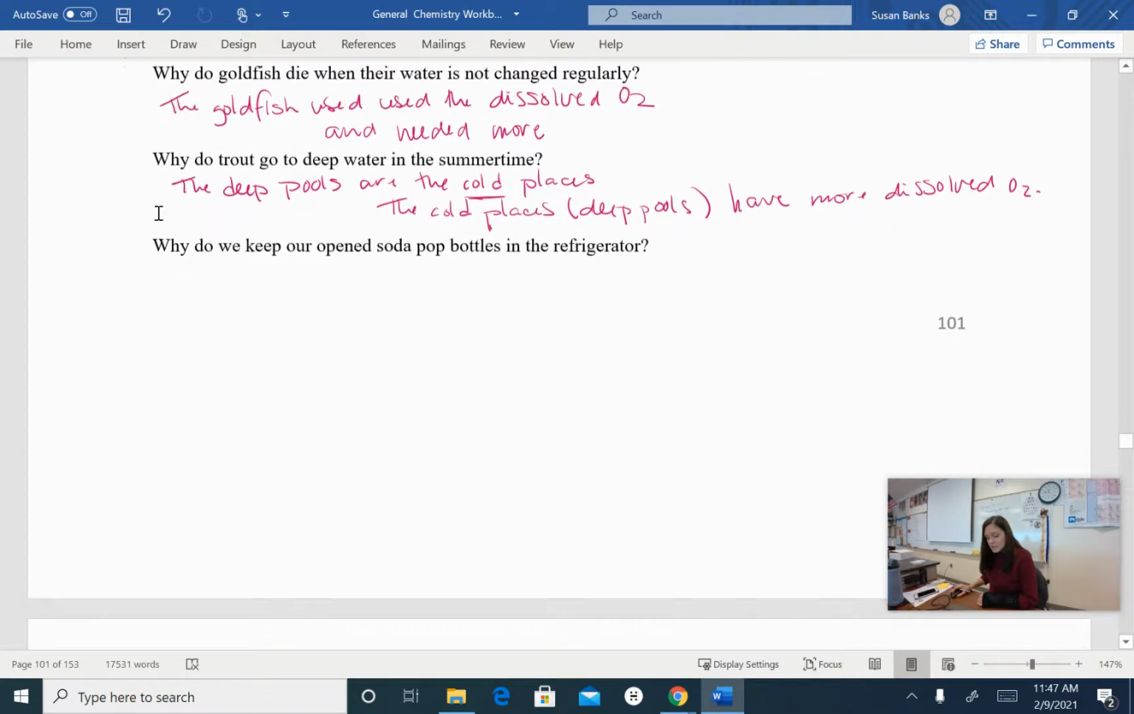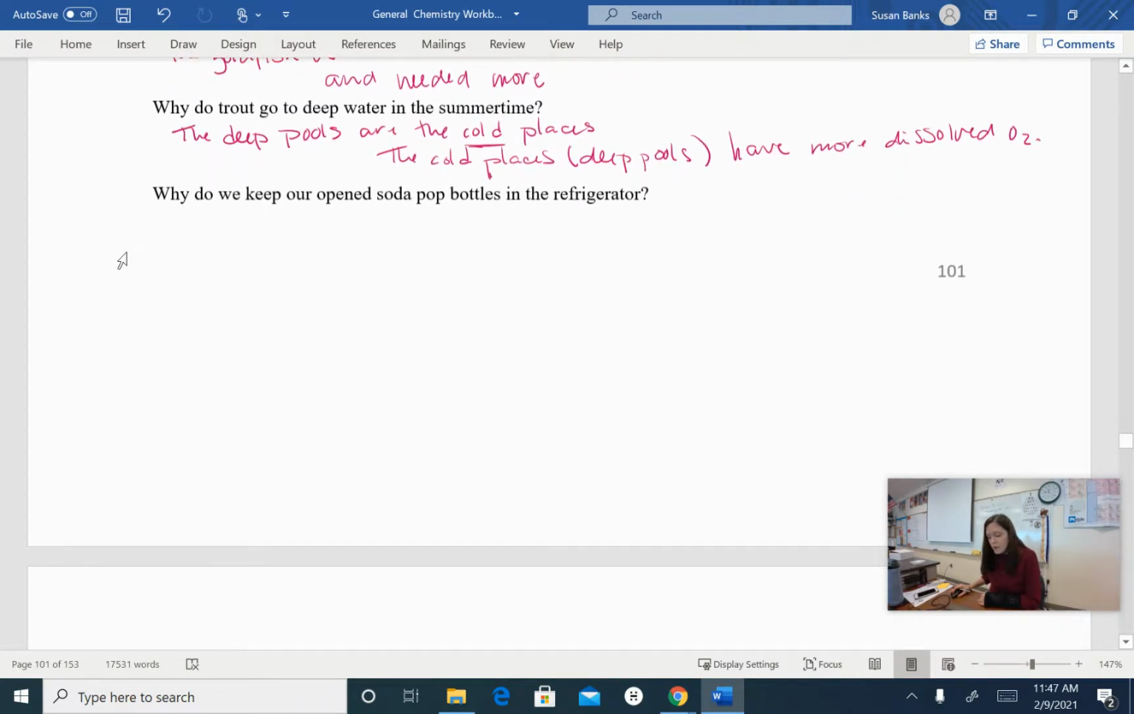So let's think about this. Why do we keep our open soda pop bottles in the fridge? The colder we can keep it, the more that carbon dioxide is going to stay dissolved in that solution. So it's not going to go flat.